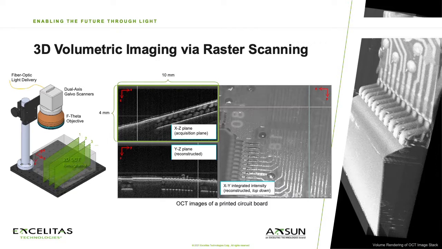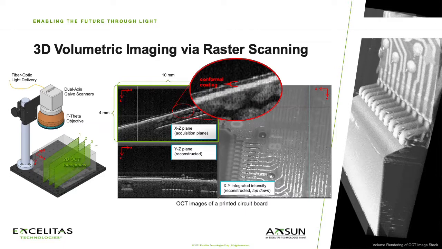Other common scan geometries are helical or cylindrical in nature, such as when scanned by a rotating fiber optic inside a borescope. Ultimately, the 3D dataset can be represented as a point cloud, as a series of cut planes, or reconstructed into a top-down view or volumetric rendering, as shown here.